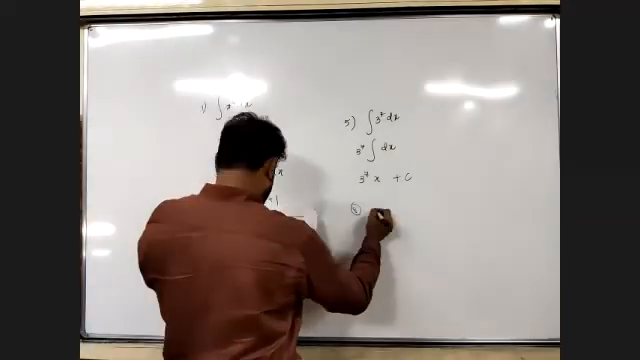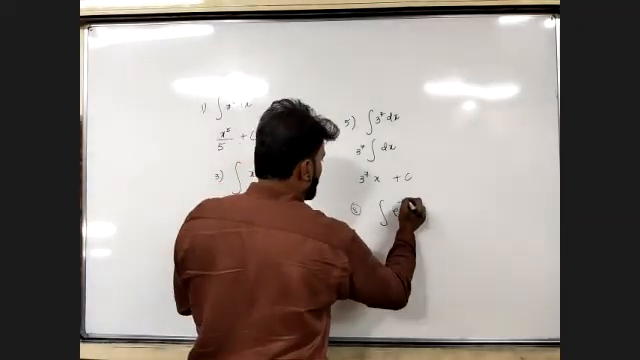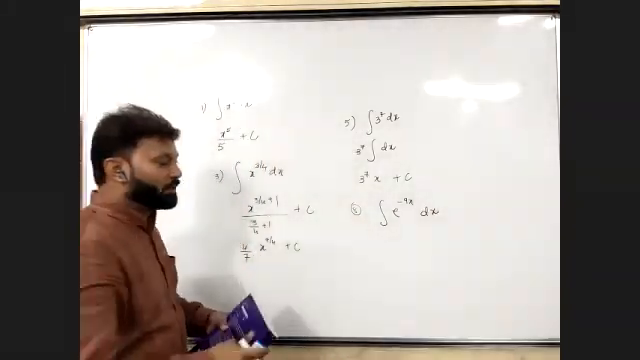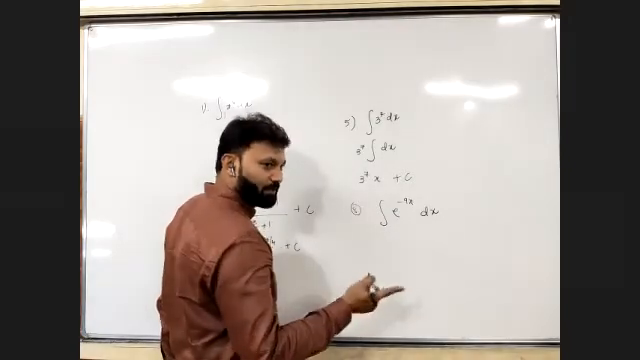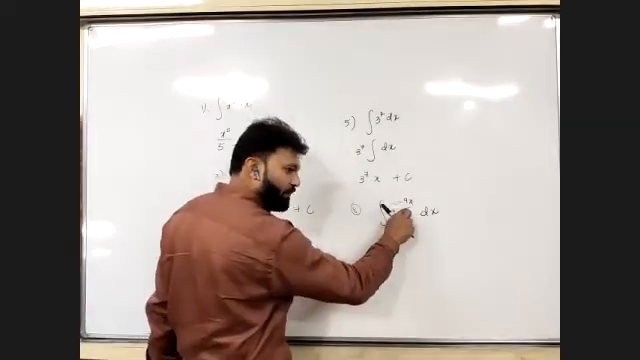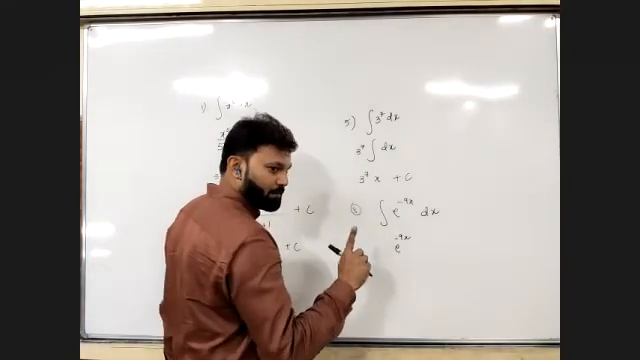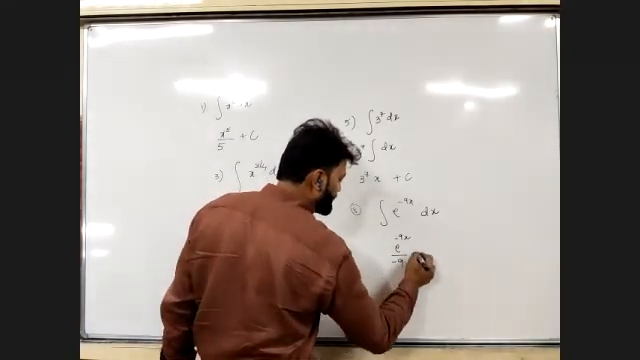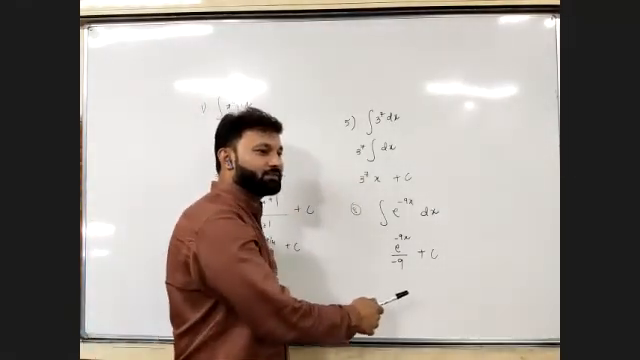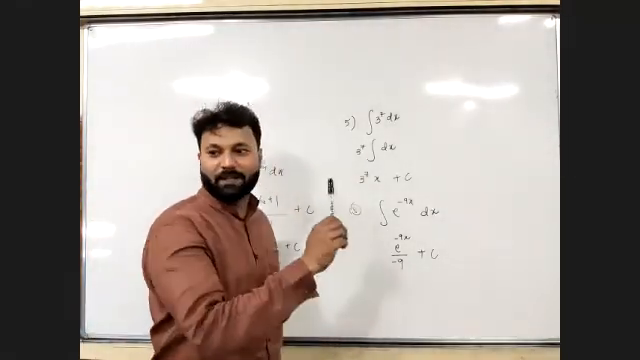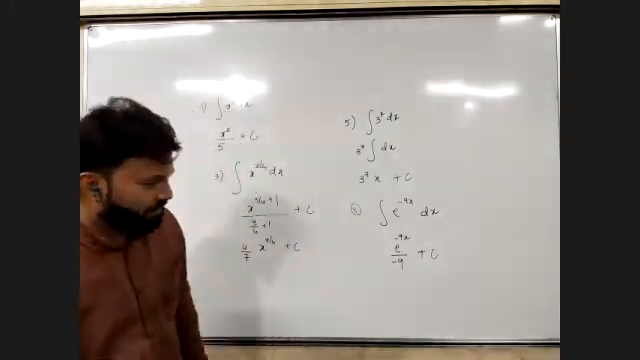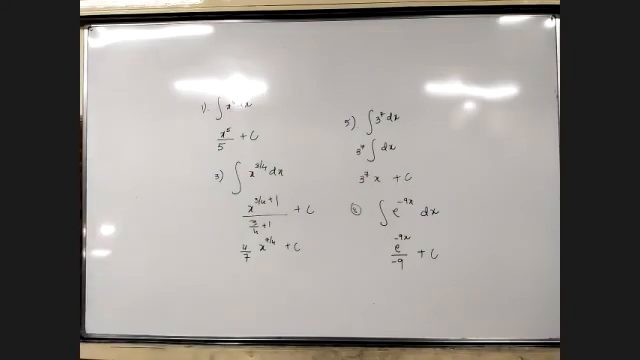8th question, integral of e to the power minus 9x dx. Integral of e to the power x is e to the power x. So e to the power minus 9x. Differential of minus 9x, minus 9. So upon minus 9. Why upon minus 9? We divide the integral by the differential of internal function provided it's a constant. I hope it's clear.